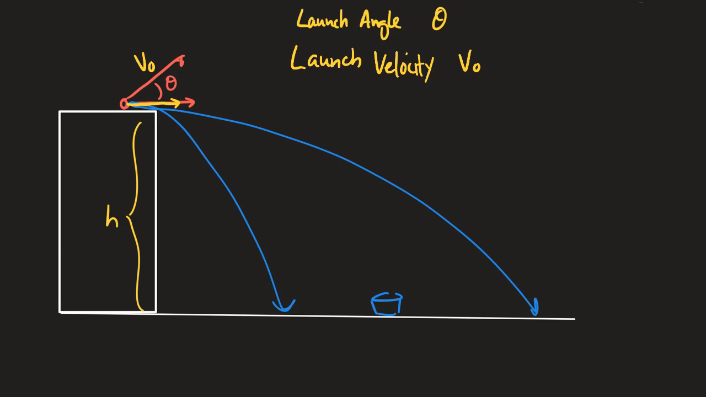And last, we have the height. The height to which it's launched or the height to which it lands. This is also known as the vertical displacement. And your book uses a delta y for vertical displacement.